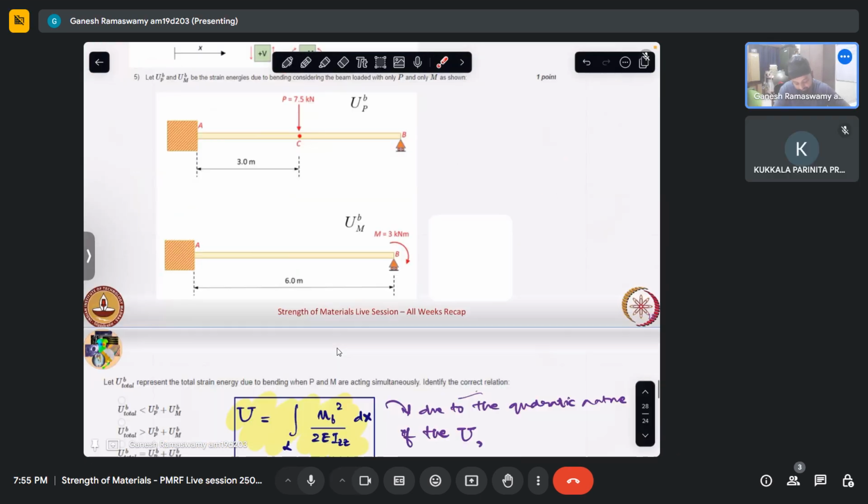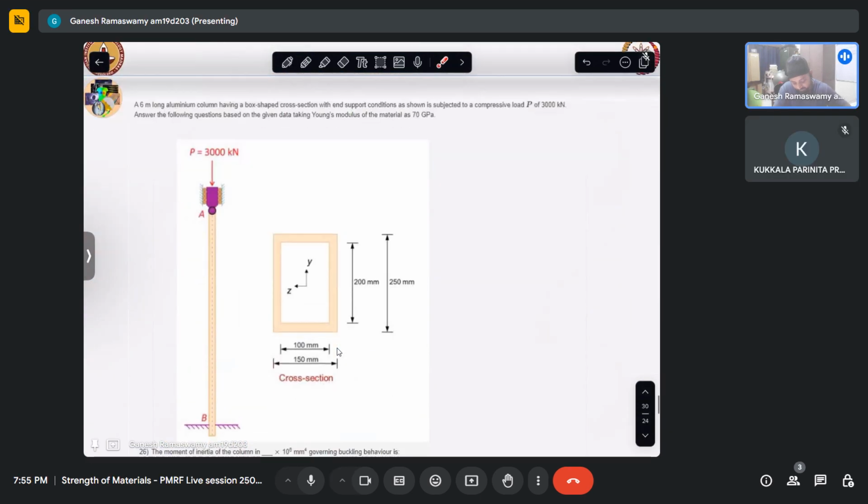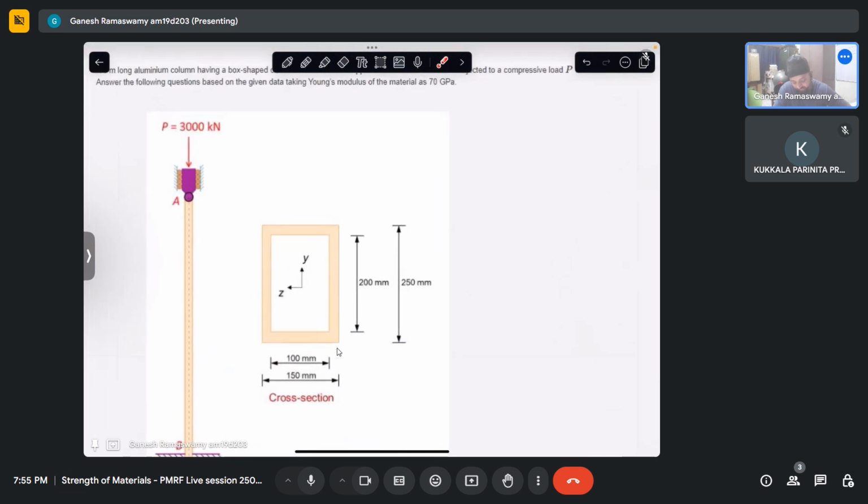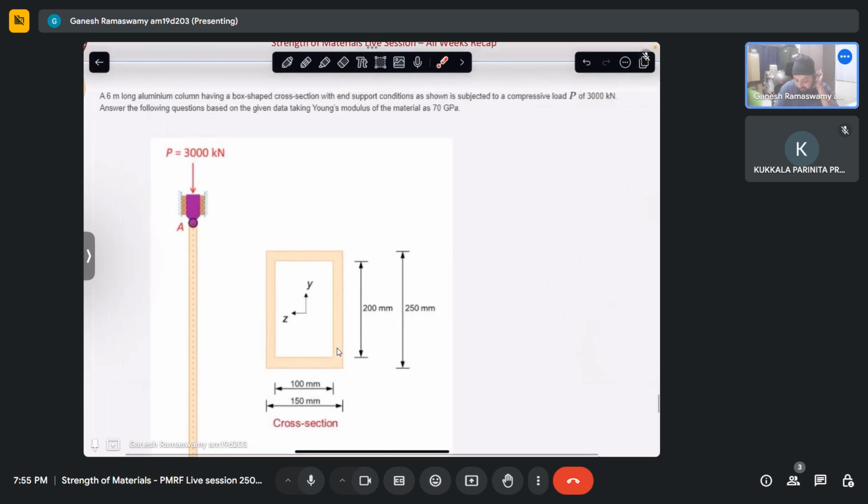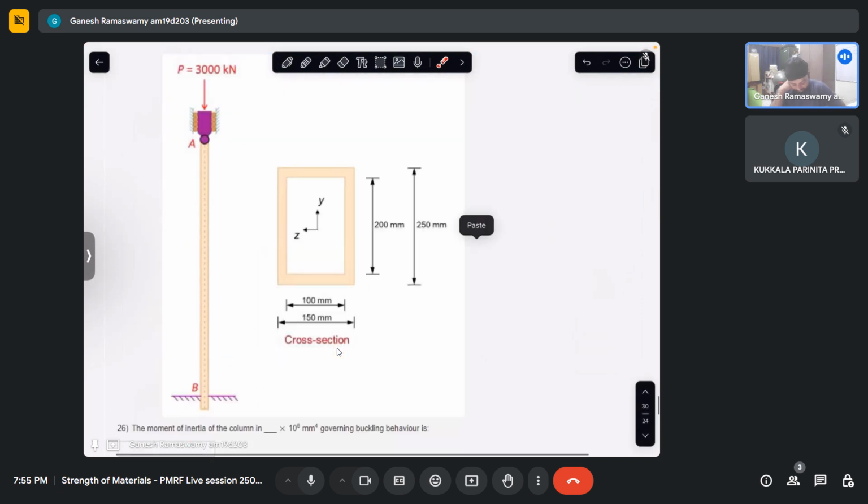So let us move on to this last question on buckling. I'll just give the essence of what it is. A 6-meter long column having a box-shaped cross-section with end support conditions as shown. The end support at the bottom is fixed. At the top, it is hinged. So when this buckles, the deflected shape will be something like that. I'm just exaggerating it and drawing. Rotation is allowed here, rotation is not allowed here.